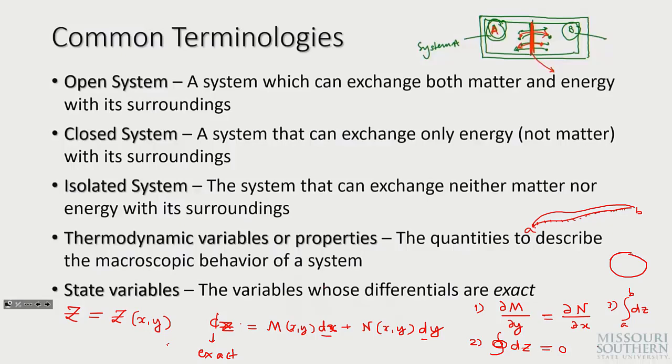Okay, or you can do the integral along some other path, you get the same value. So this integral is path independent. If the differential satisfies all these three conditions, then this dz is exact. If dz is exact, then z is a state variable. For example, pressure, volume, and temperature are state variables.